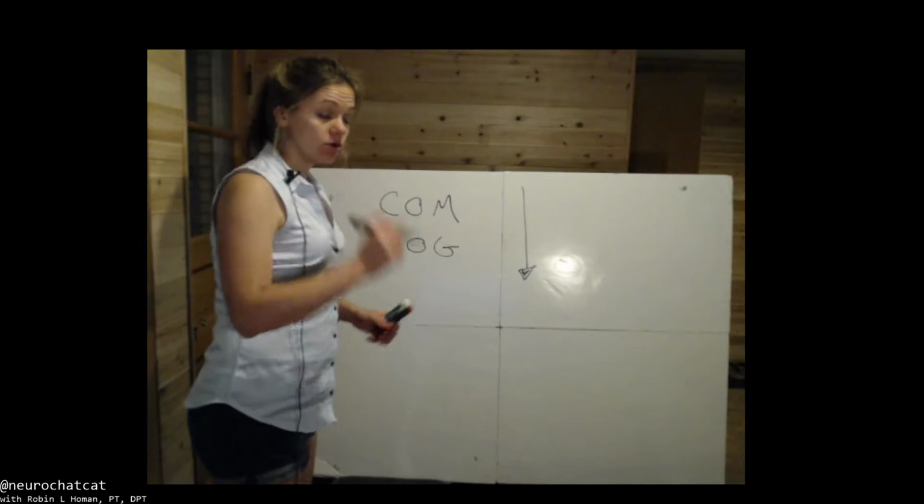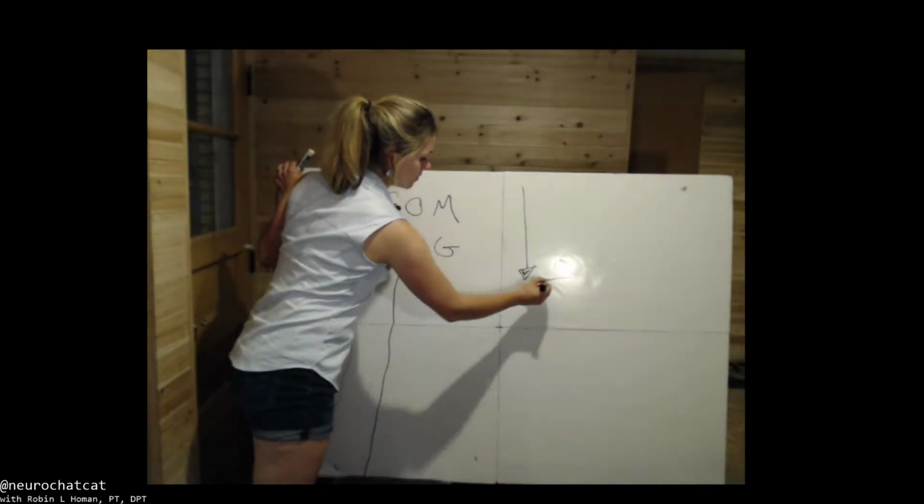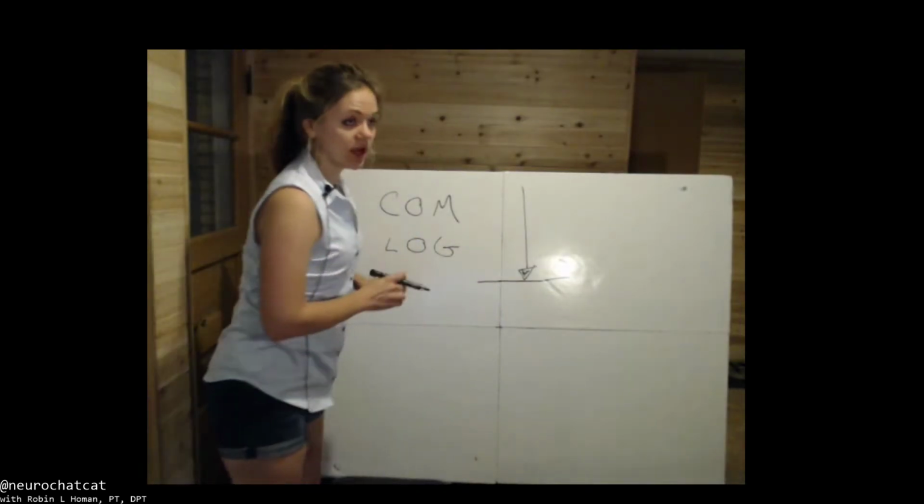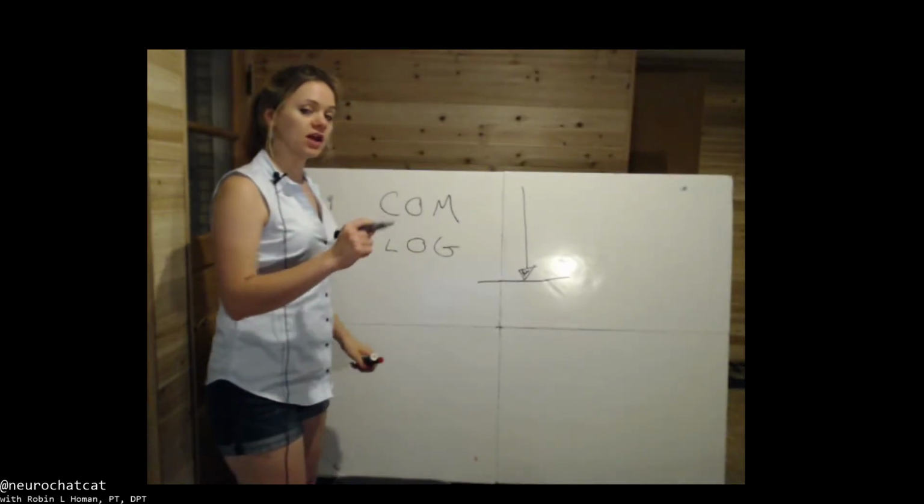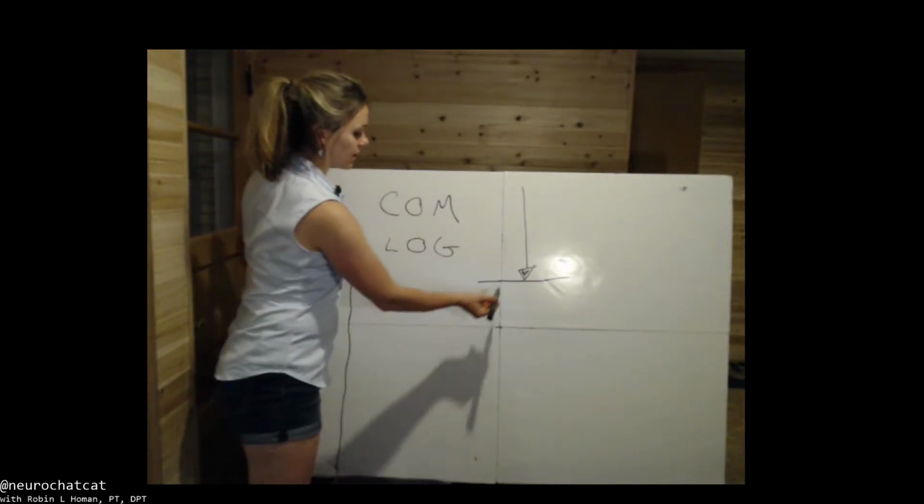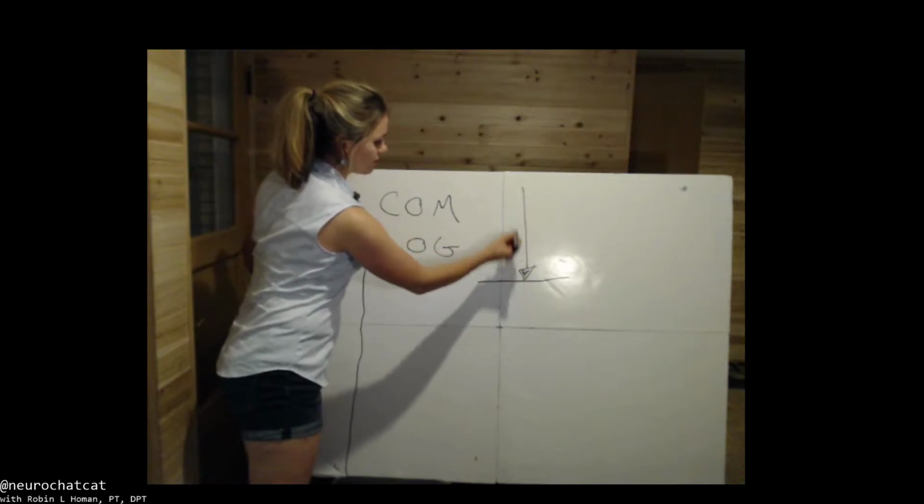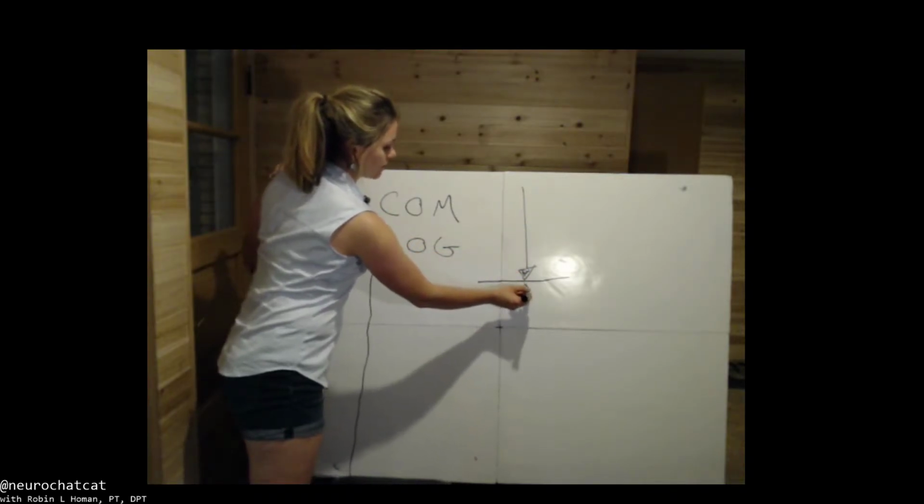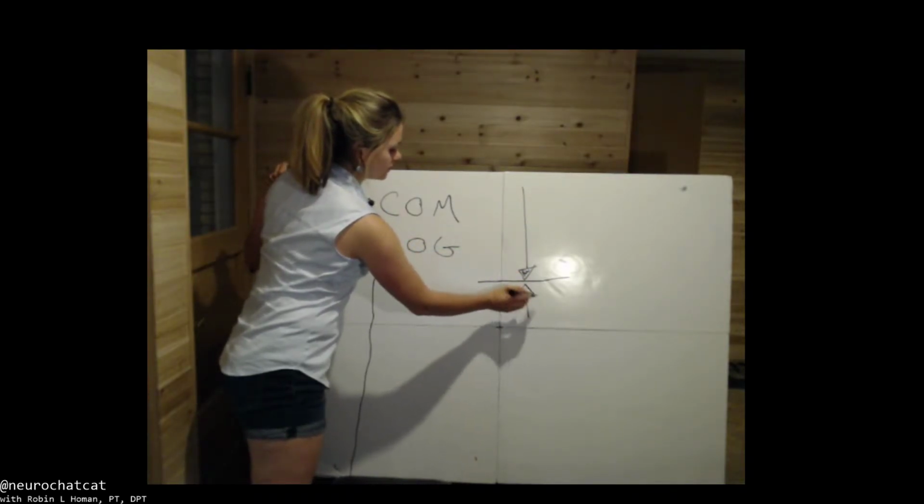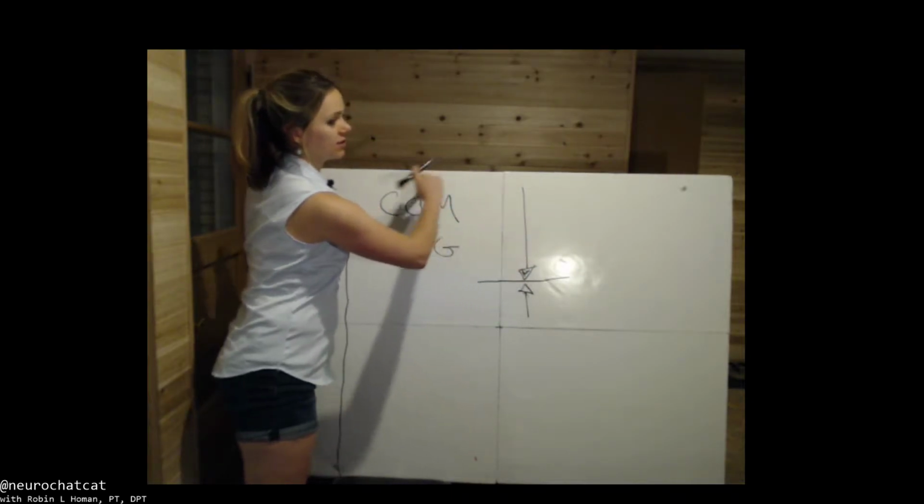Now, Newton told us that there is no loss of energy and that every motion has an equal and opposite reaction. So if gravity is pulling down, we have ground reaction forces that are pushing right back up into us following that same line of gravity.